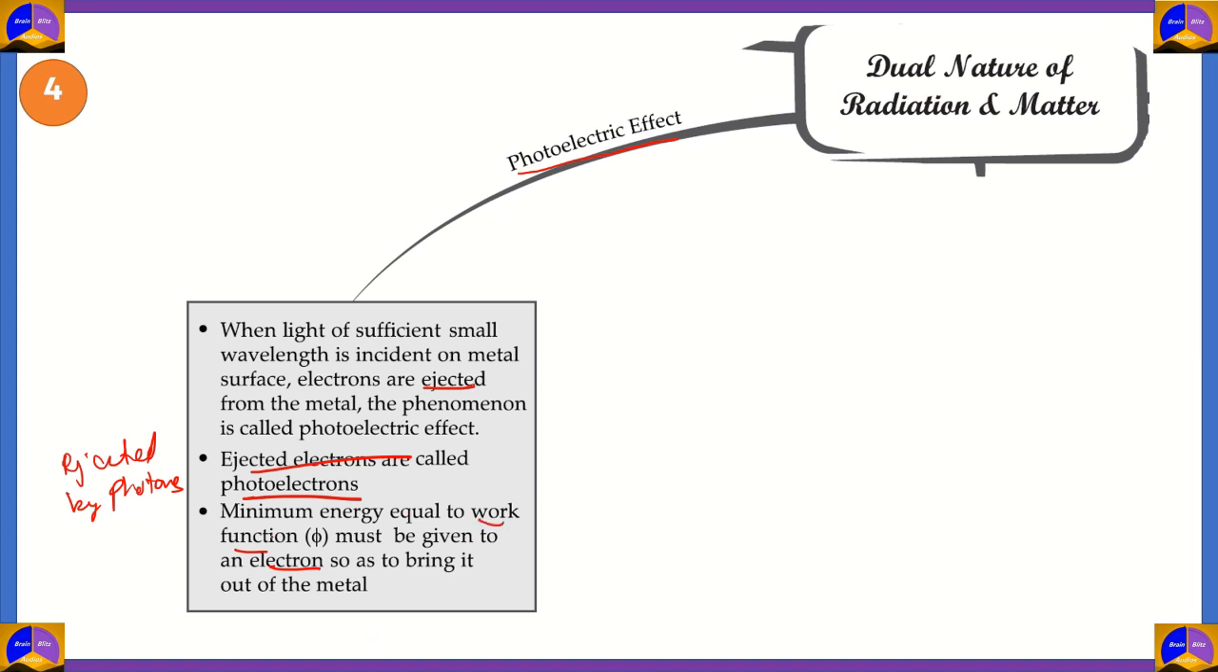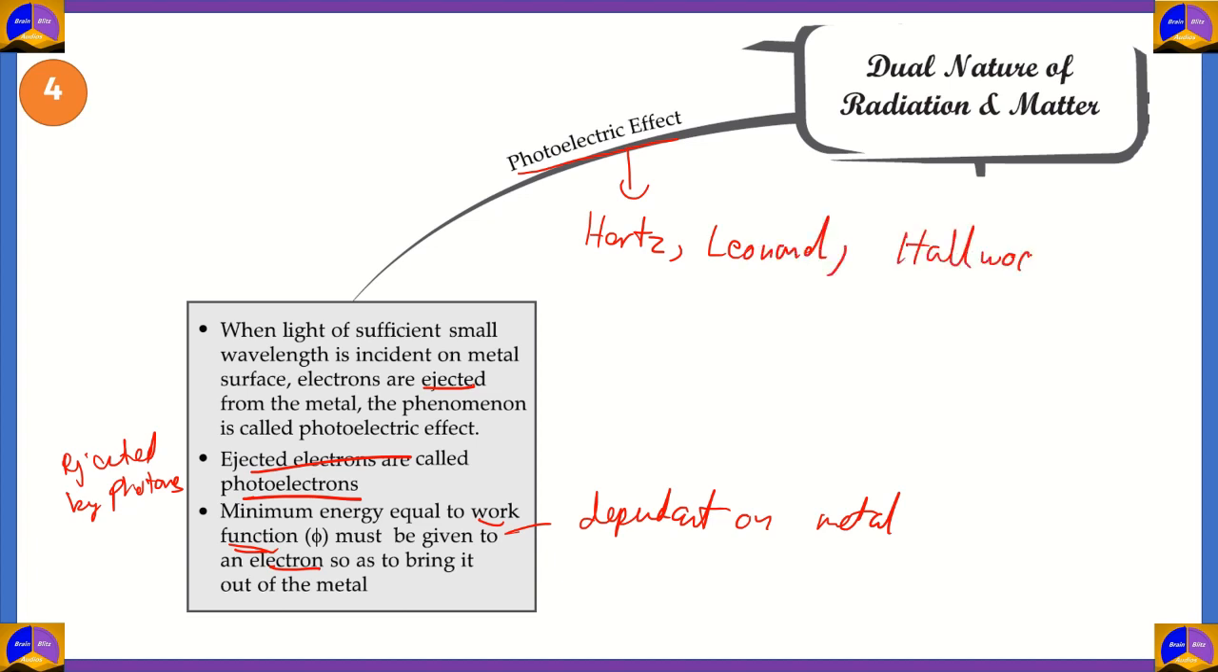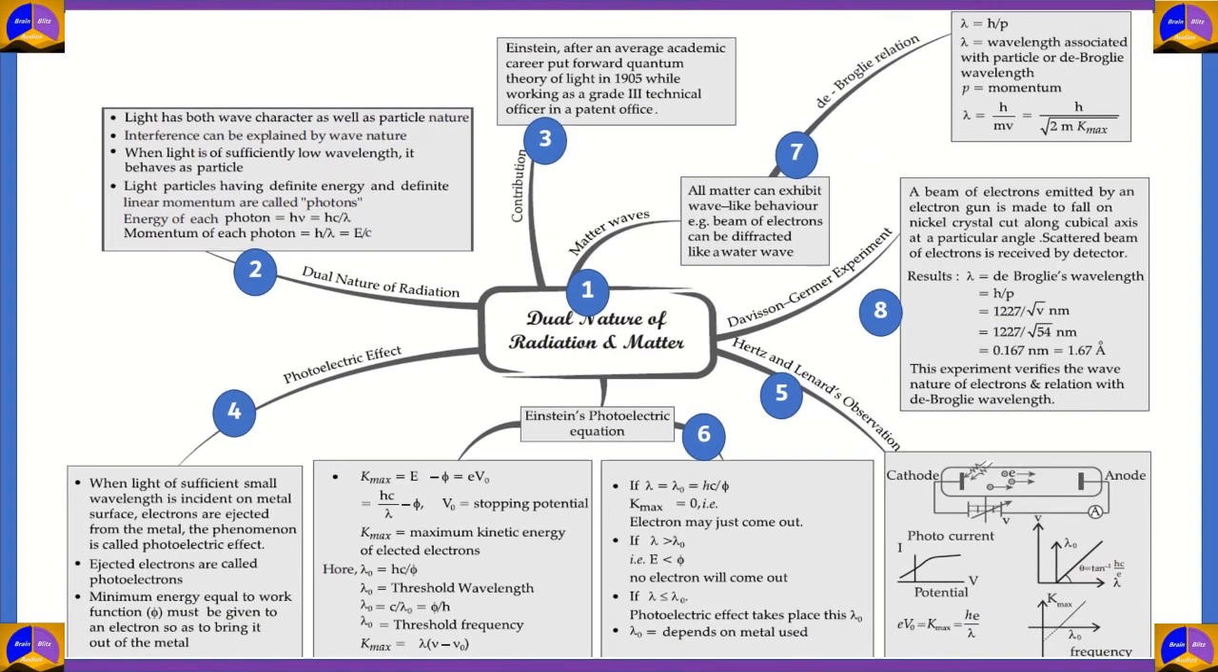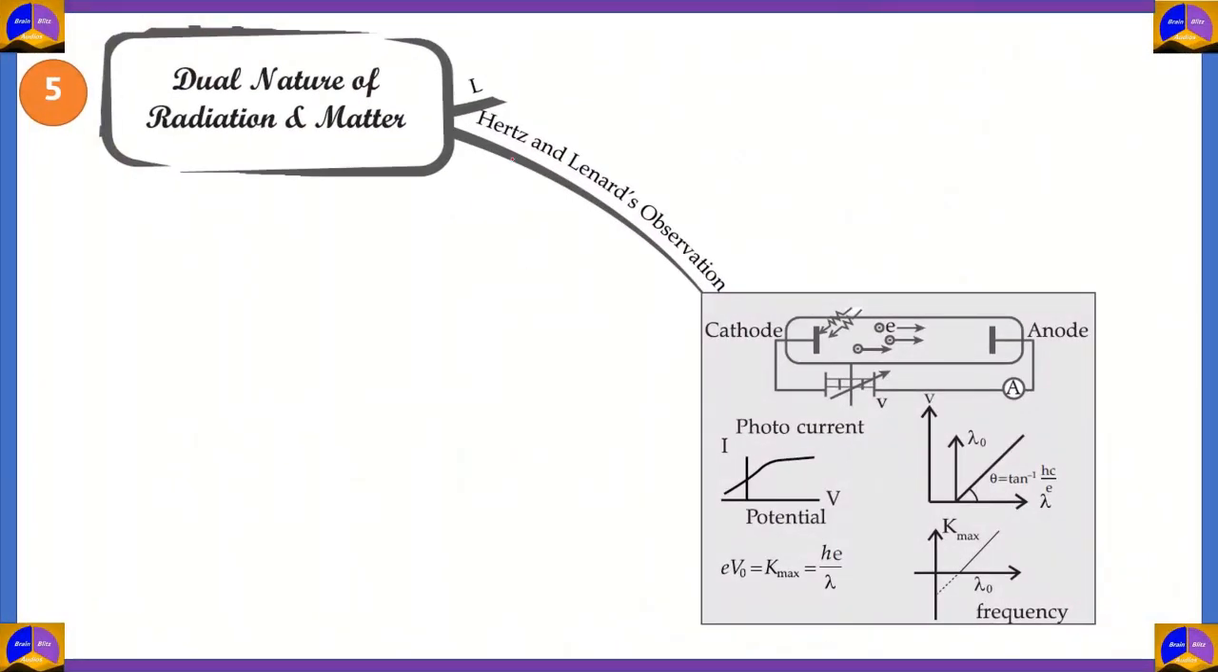And this work function is dependent on the metal. Usually we represent it with phi. You can also use omega to represent the work function. The photoelectric effect was discovered by Hertz, Leonard, and Hallwachs, and they discovered it using a very simple setup, which is this one. So this is how Hertz and Leonard observed the photoelectric effect. This is the device that they used.